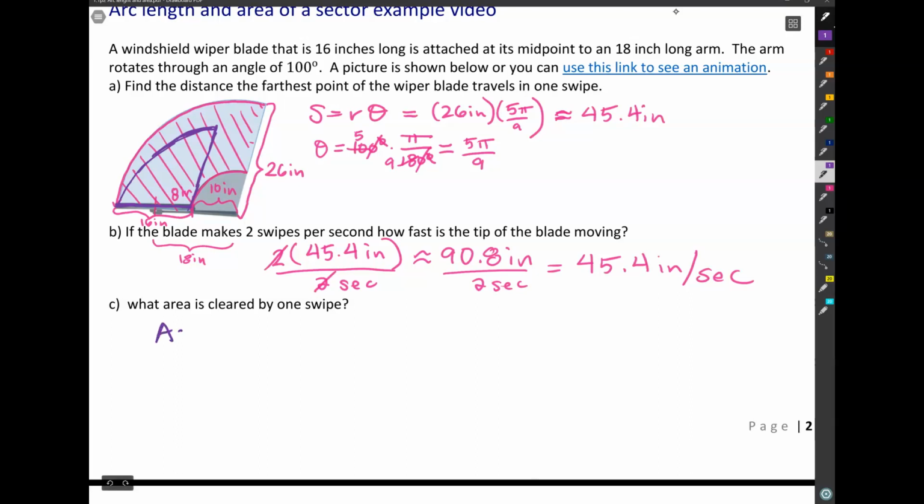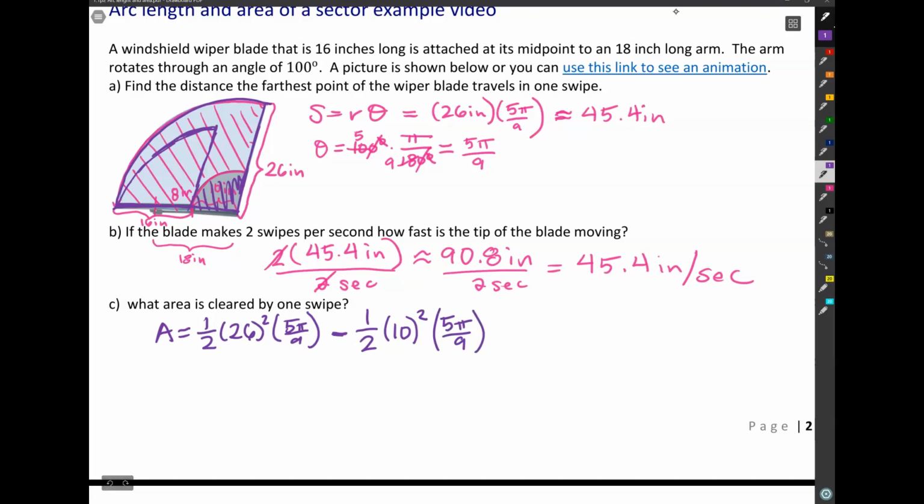So to get the area of the swipe, we're first going to figure out the area of this entire thing, including that little section you missed down at the bottom. So that has a radius of 26 inches. So area is 1/2 of the radius squared times your angle, 5 pi over 9. And then we just have to subtract off that little inner piece. So 1/2, the radius of this little inner piece right here is 10 inches, and it's got the exact same angle, 5 pi over 9.